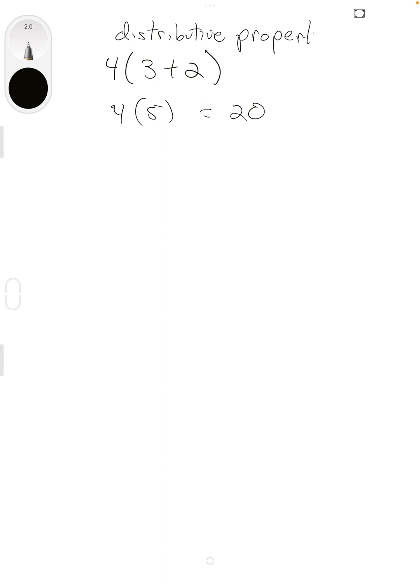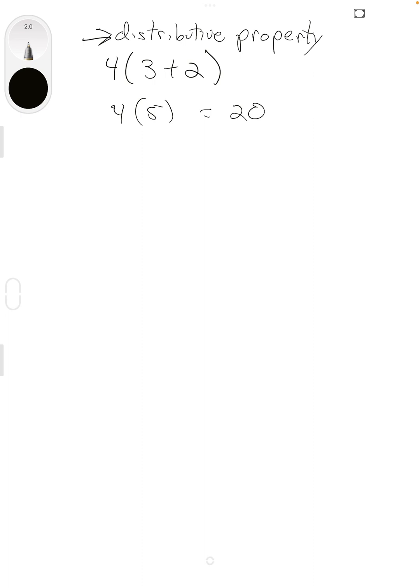If I have this and I want to do this, there's 2 ways to do it. I can say 3 plus 2 is 5 and 4 times 5 is 20. I can also use what is called the distributive property, and it is one of the most common things that we do in algebra.